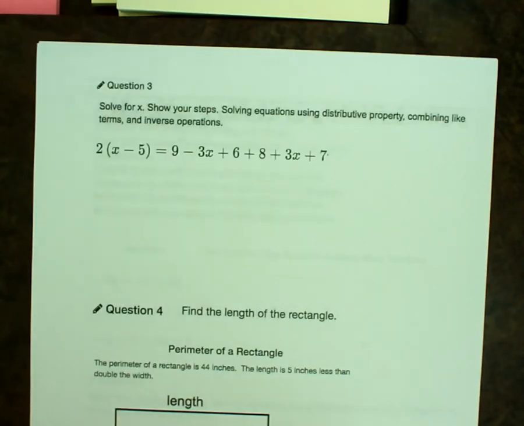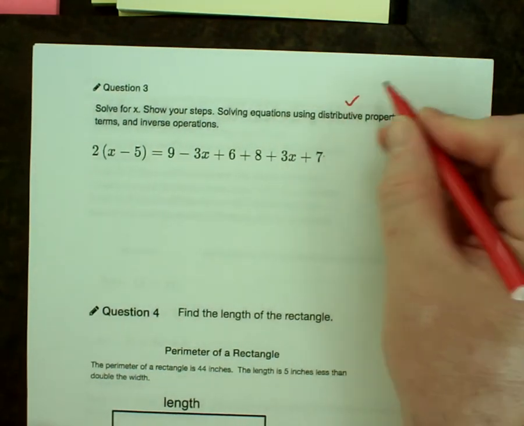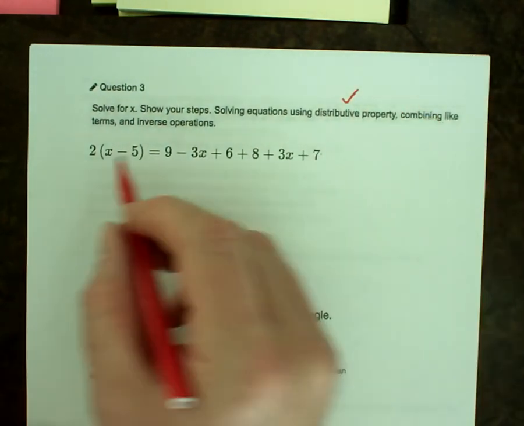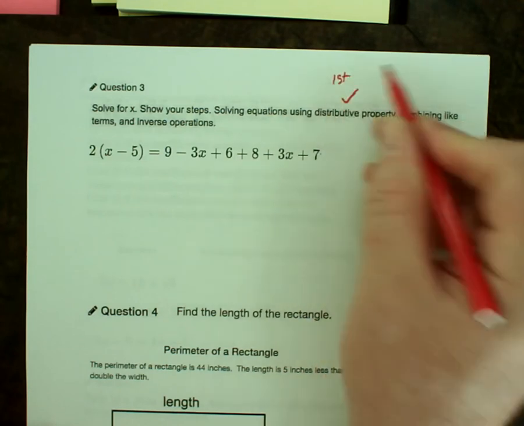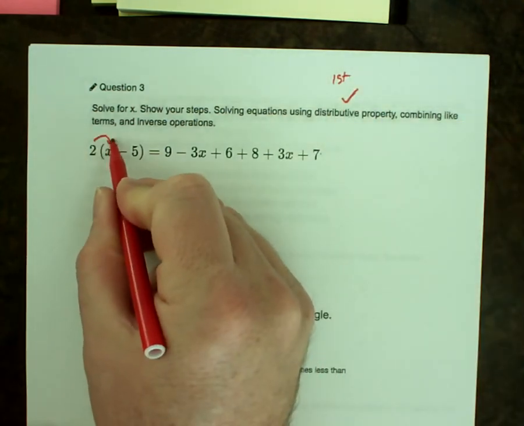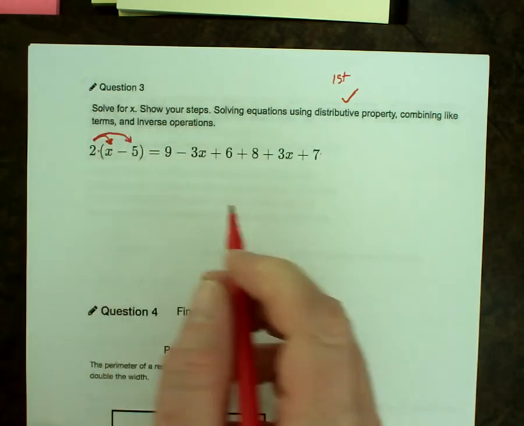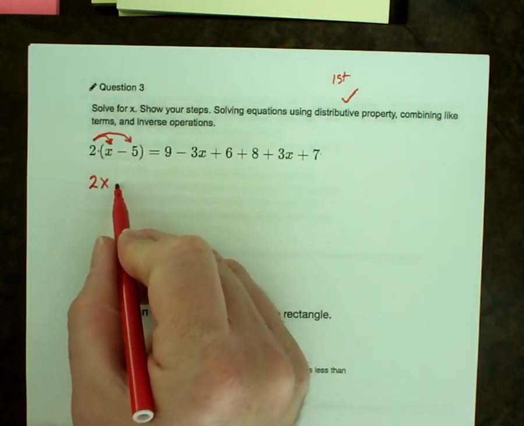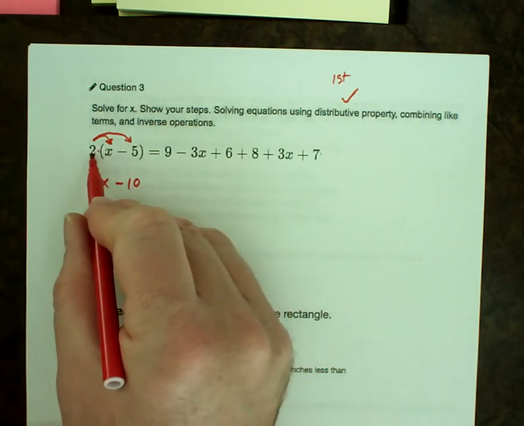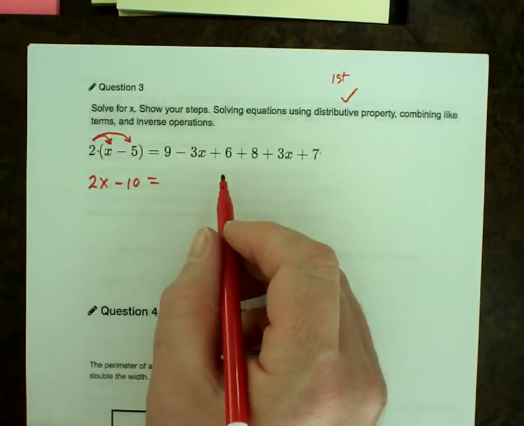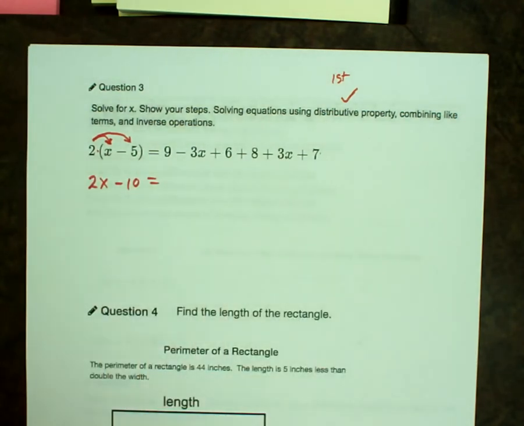Question 3, solve for x. Again, we have to go through how you solve for x. Well, we solve for x by doing 3 things. Distribute if necessary. Okay, let's do that first. I'm going to draw these distribution arrows because I'm multiplying. 2x minus 10, because it's 2 times negative 5, equals. And then I have a lot of things on the right.